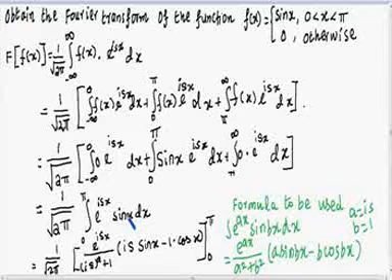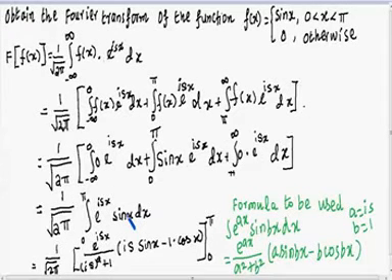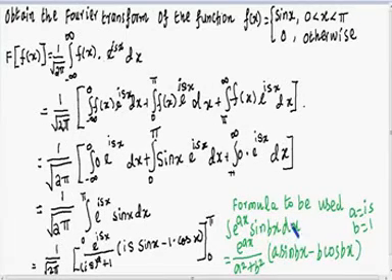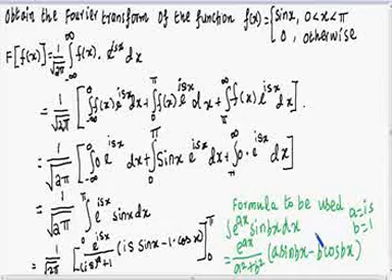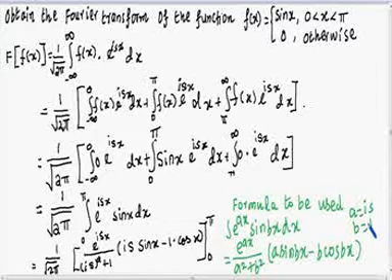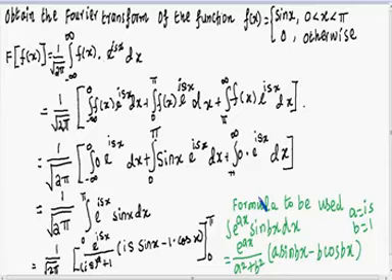e power i s x into sin x dx is of the form integration of e power ax sin bx dx. Integration of e power ax into sin bx dx can be given by e power ax divided by a squared plus b squared into a sin bx minus b cos bx. Here a is equivalent to i s, b is equivalent to 1. Now let us apply this formula to the given integration.